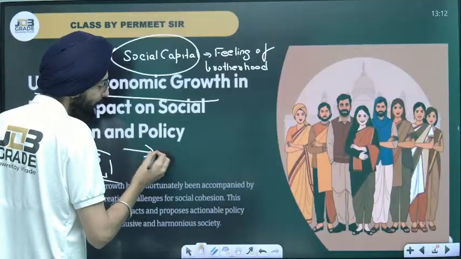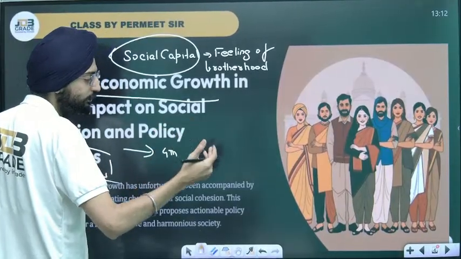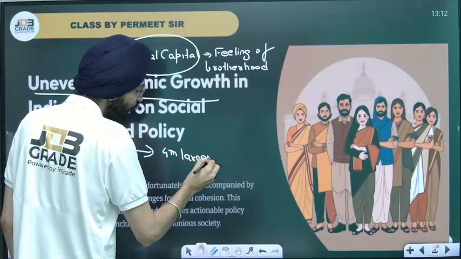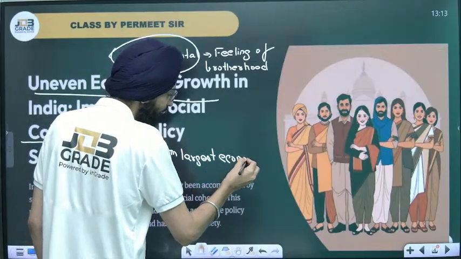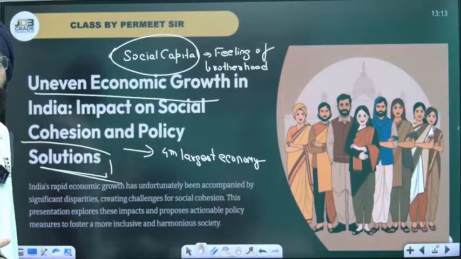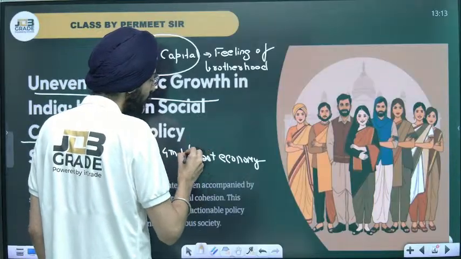It's the fourth largest economy when it comes to nominal GDP, right behind the US, China and Germany. It's the fourth largest. But the growth has been marked as what we call jobless growth.